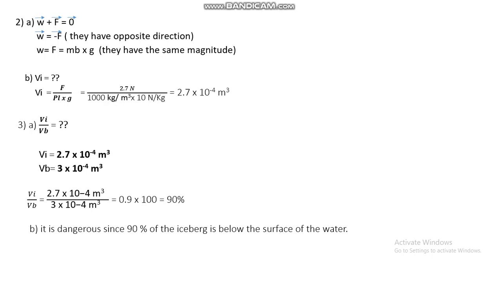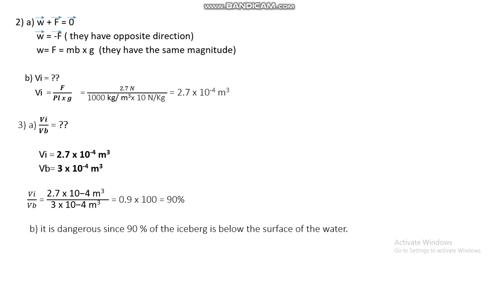Part 3. A. I have to calculate the ratio VI over VB. VI equals 2.7 times 10 to the minus 4 meter cube. VB equals 3 times 10 to the minus 4 meter cube. So VI over VB is equal to 2.7 times 10 to the minus 4 meter cube over 3 times 10 to the minus 4 meter cube. It's equal to 0.9. We multiply it by 100 to get the answer in percentage. So it's equal to 90%.